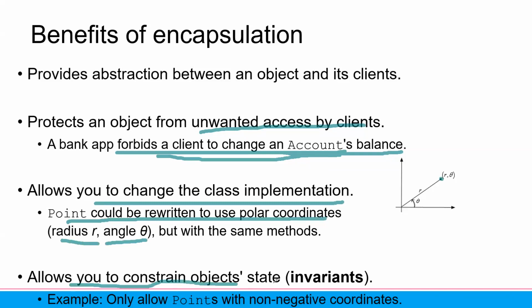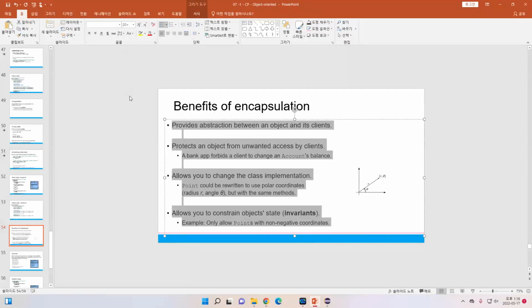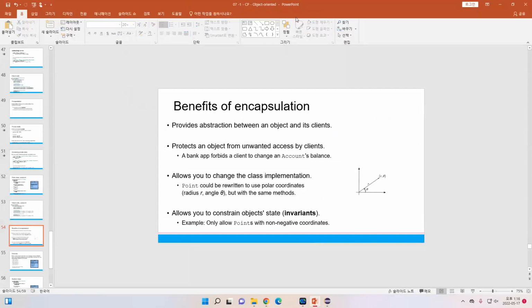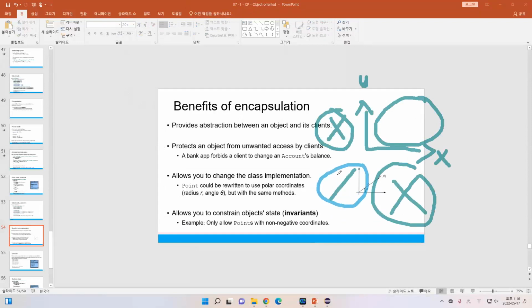You don't need to worry about the private fields because you can just create a method in your class. And it allows you to constrain object states or invariants. For example, you can allow only points which are non-negative. Non-negative means positive. So if there is a coordinate system like this one, I want to have values only in the positive region. I do not want to have the value here, here, or here. So you can use this kind of encapsulation to handle these things.